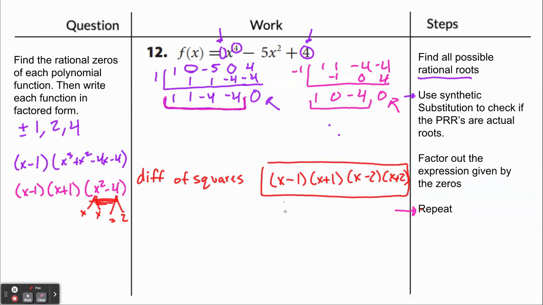And so my zeros are positive 1, negative 1, 2, and negative 2.